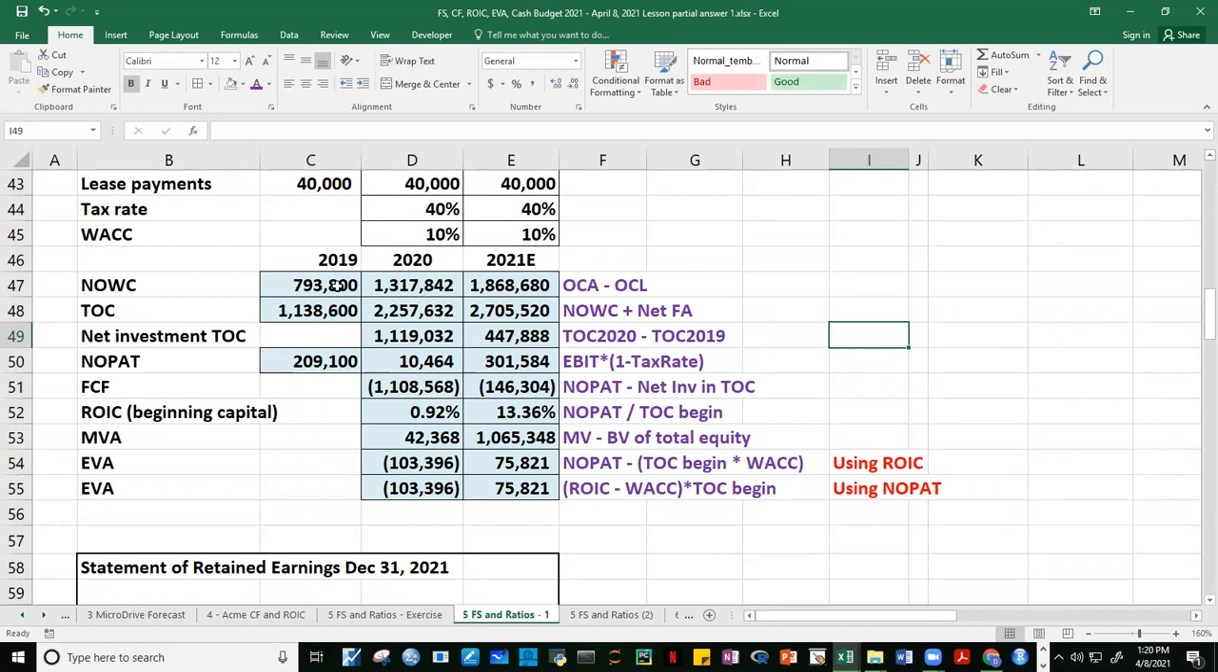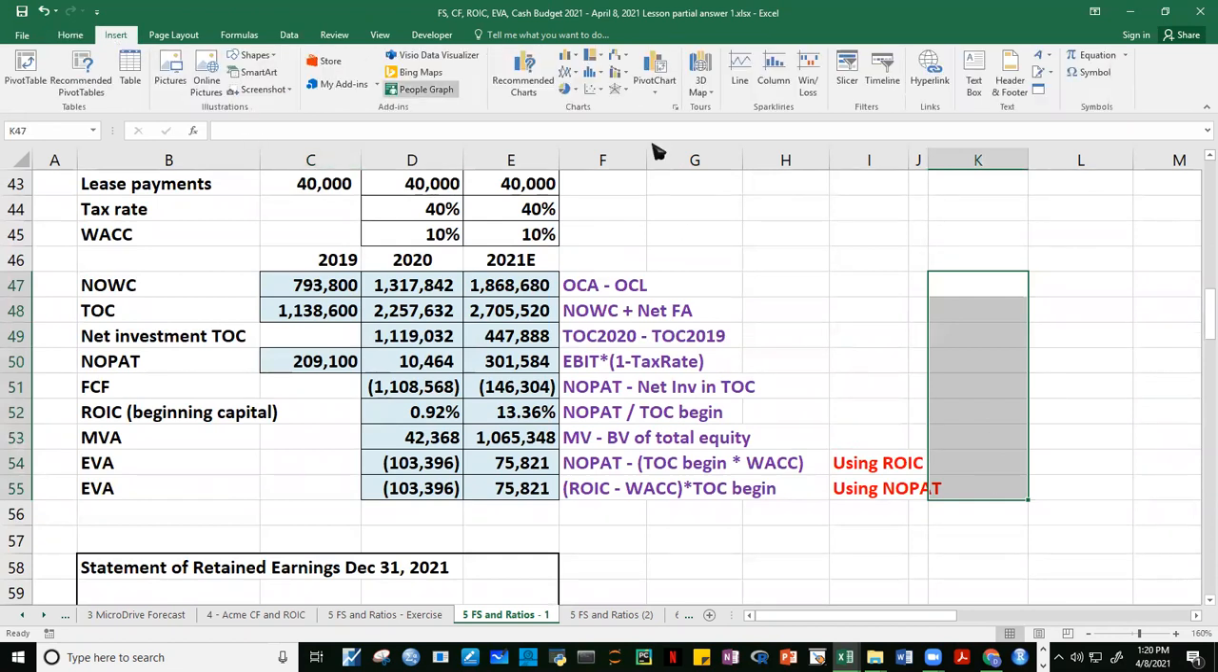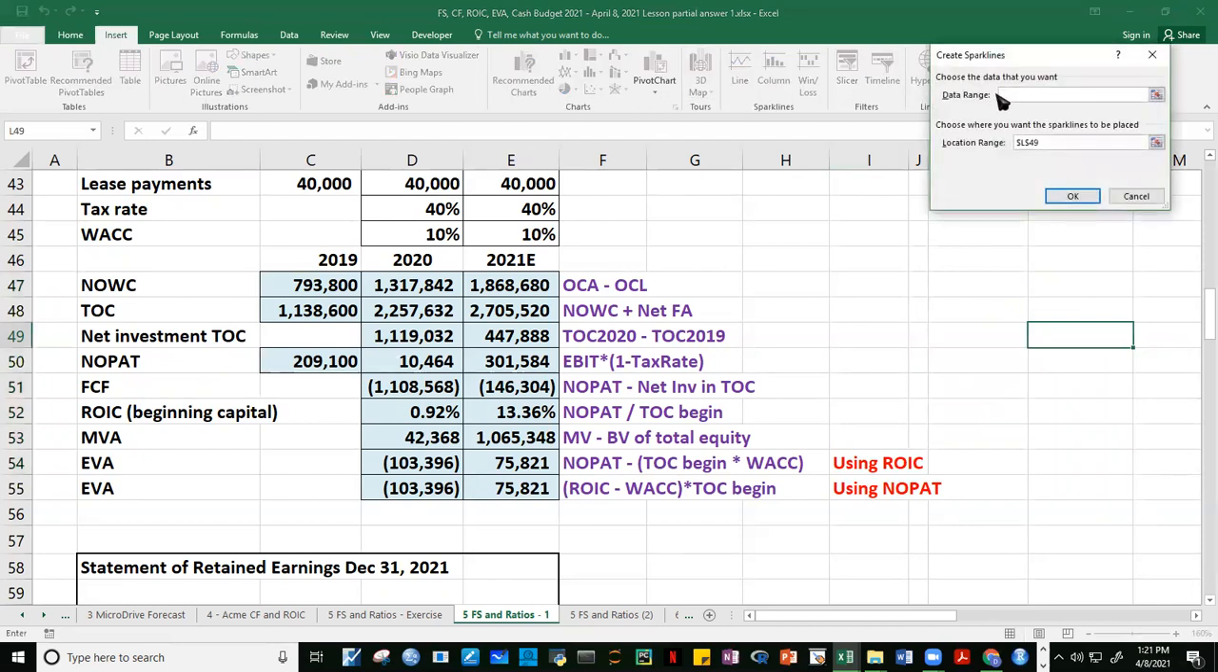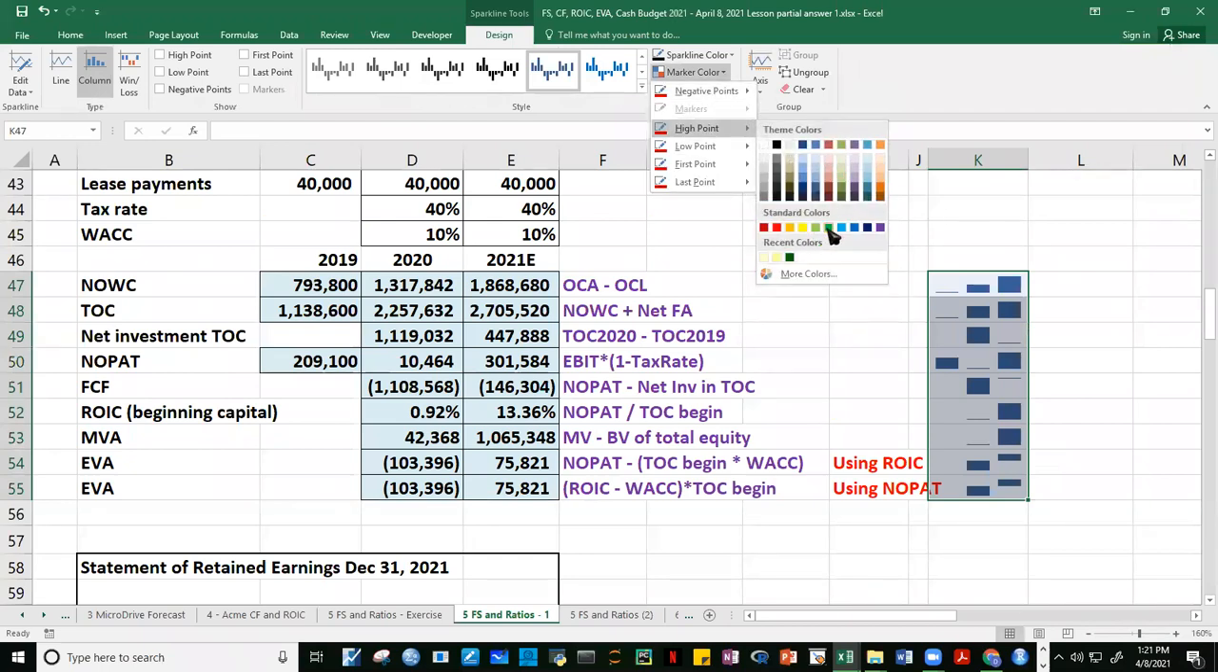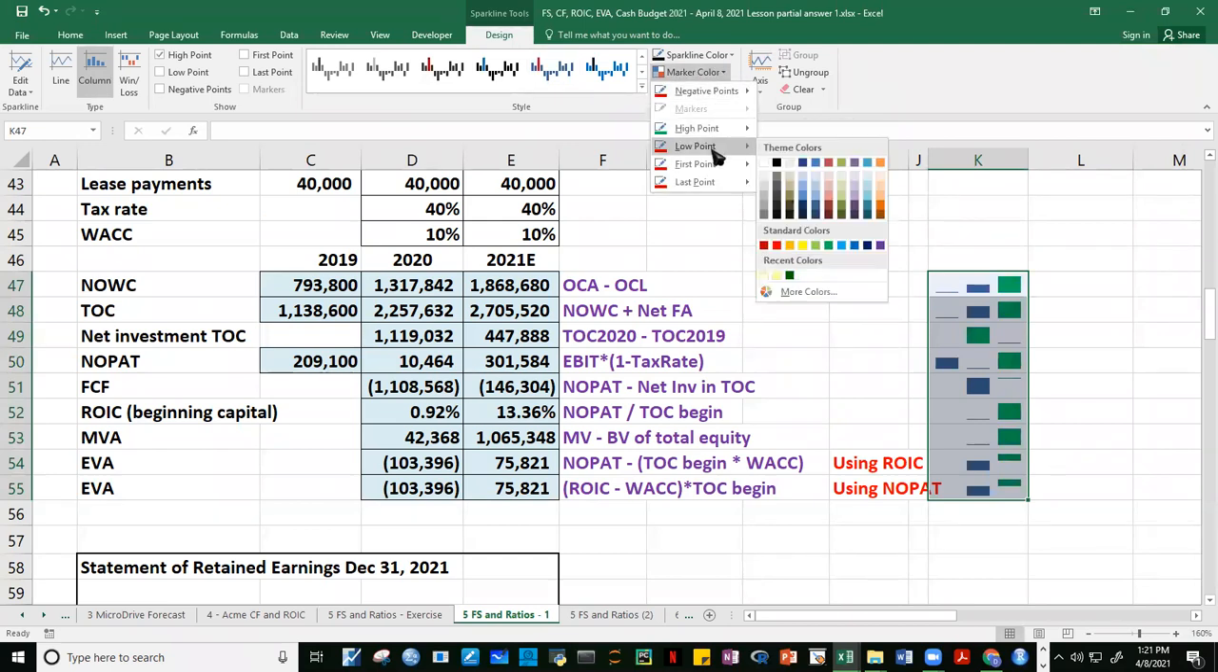So we can see, guys, that over time, operating working capital has been increasing, right? You can actually put a sparkline here. So let's quickly insert a column sparkline. Let's highlight this and just put it here. And then we can also set the high point to green and the low point to red.